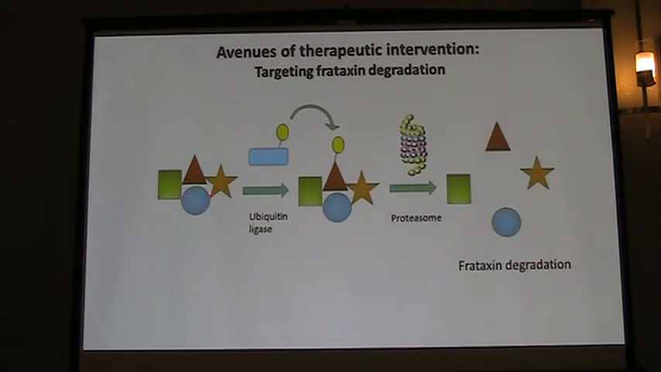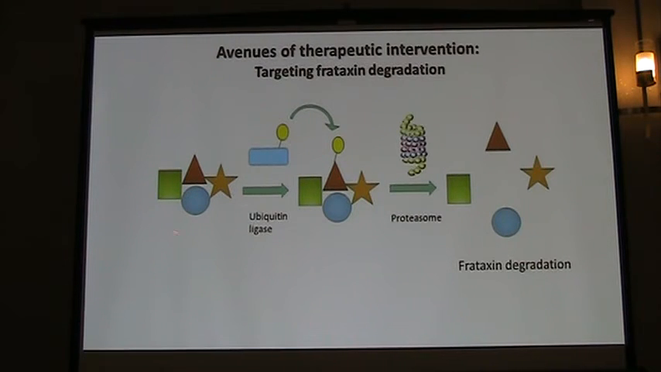Another way to approach the loss of frataxin is to think about not increasing the amount of frataxin inside the cell by making more of it, but to somehow reduce the degradation of the frataxin protein. All the proteins inside the cell, when they are made, perform their function, and then they are degraded, destroyed, and their components are recycled. And that happens with frataxin too.